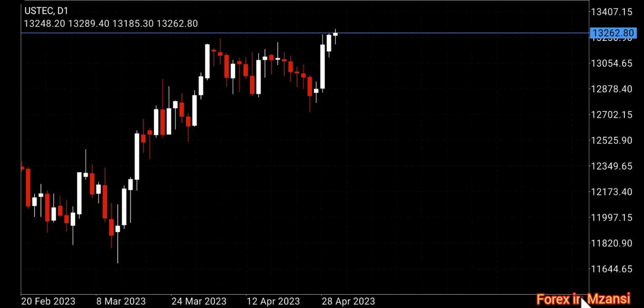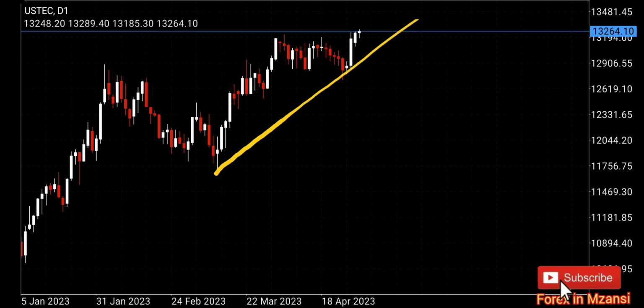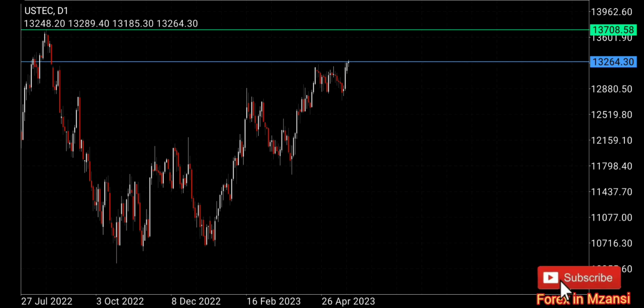So let's see what we have on daily. This is the structure that we have on daily, and we can see that clearly this is still very much bullish, and you can put a bullish trend line there and say my daily is definitely bullish. I can take all those buy trades to the upside, but remember, as you move closer and closer to that 13,708 level that we had marked, it's going to be very difficult to keep taking the buy trades, because this can just reverse, right?